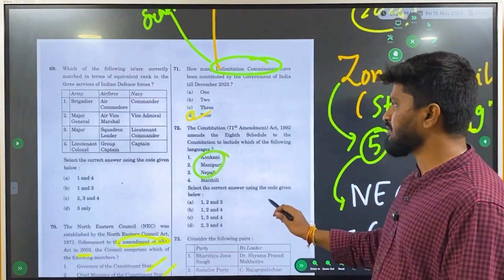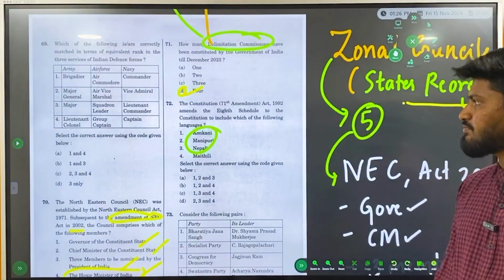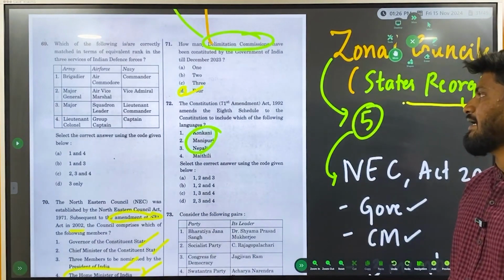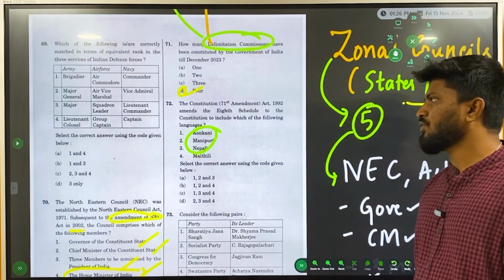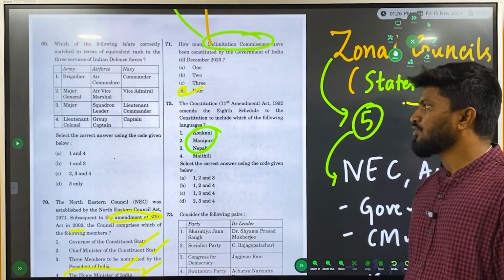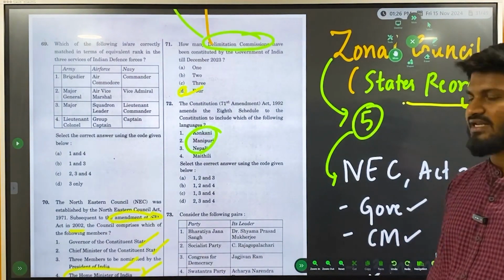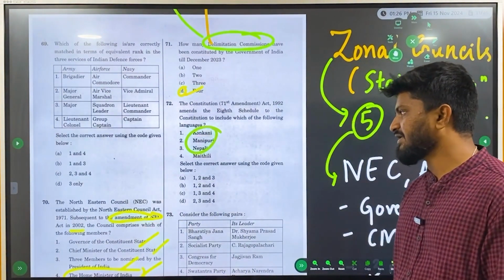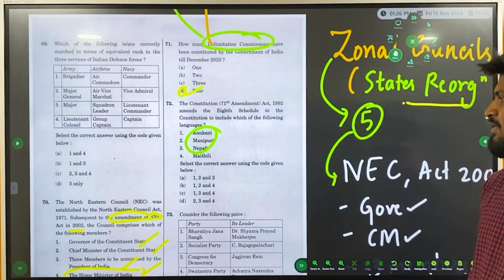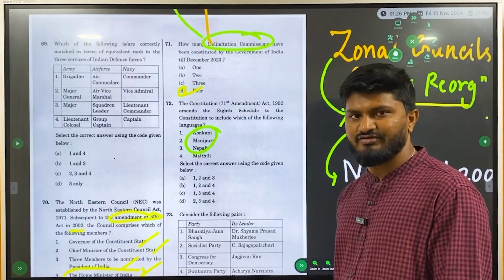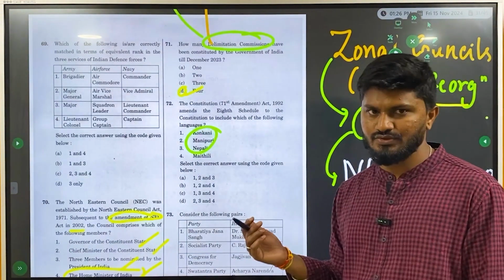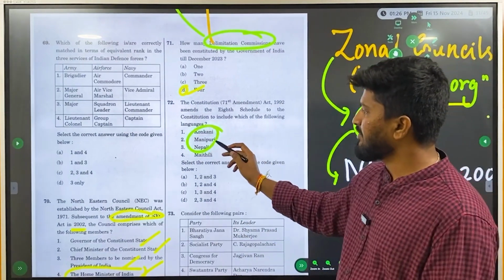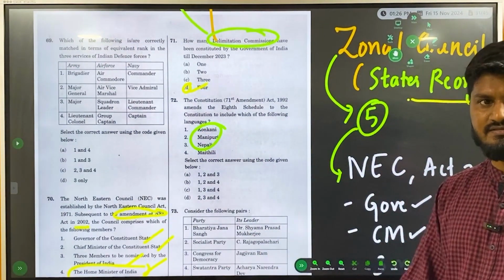And then the next question. This is also a straightforward question. The Constitution 71st Amendment Act of 1992 amends the 8th Schedule to the Constitution to include which of the following languages? Konkani, Manipuri, Nepali, Maithili. Select the correct answer. So the correct answer is straightforward. You have to remember these things. There is no other alternative. That is Konkani, Manipuri, Nepali. This is the correct answer.